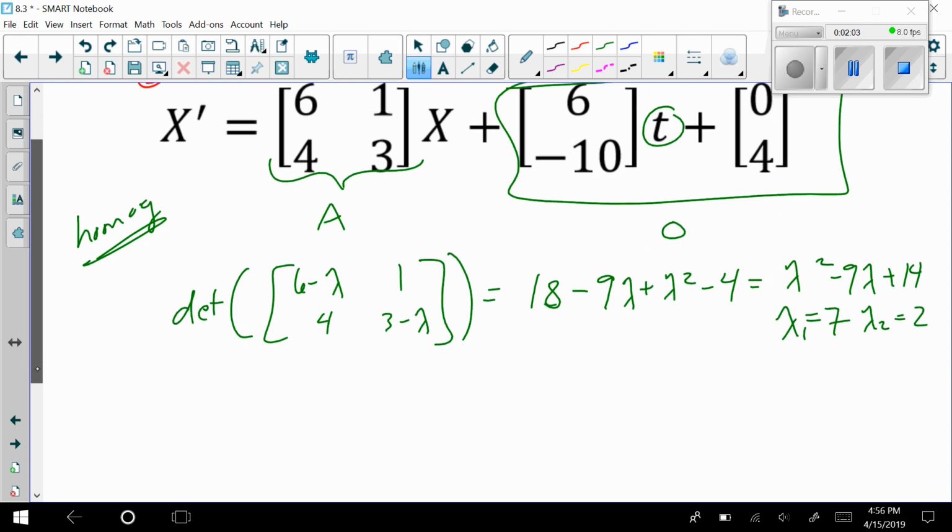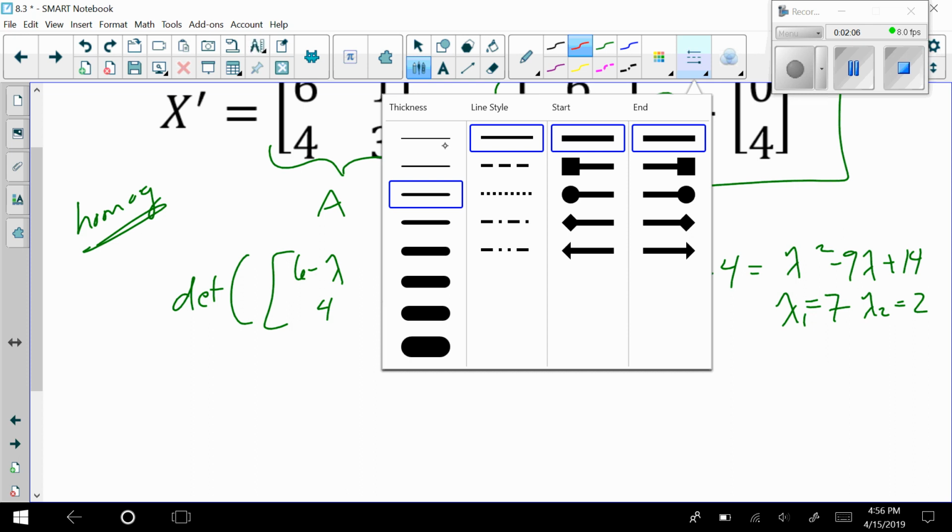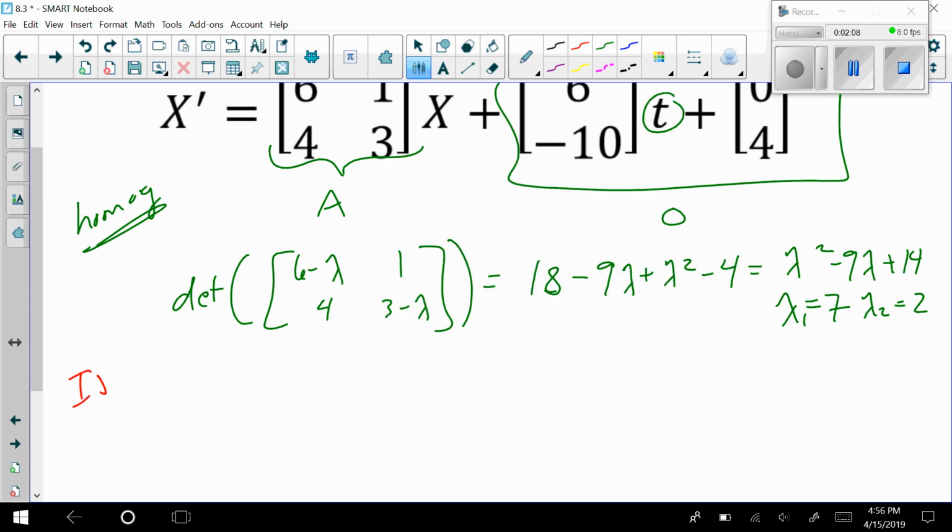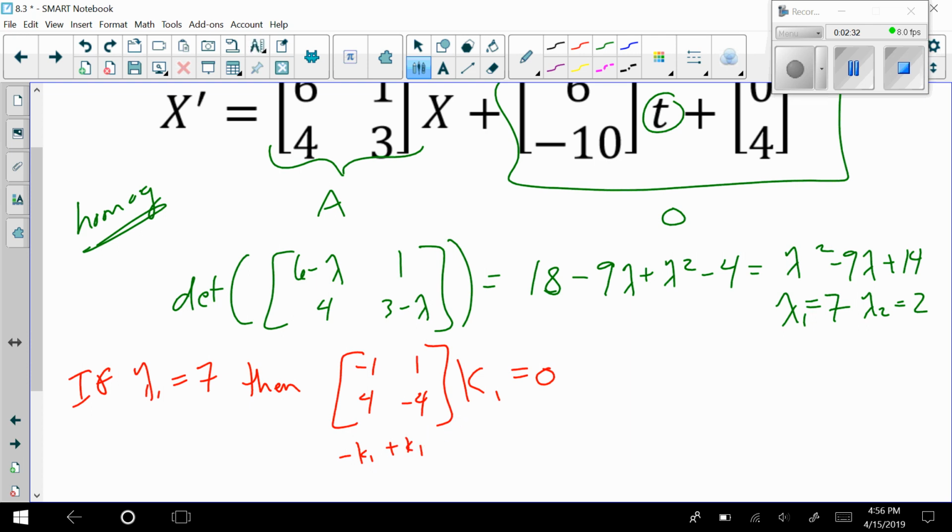And what we do after that, you should kind of have this rhythm down. If lambda 1 equals 7, then I put the 7 in here. That'd be a negative 1, 1, 4, and that'd be a negative 4, times big K sub 1 equals 0. Working this out, I would have negative k sub 1 plus k sub 2 equals 0, or I'm sorry, this is a 2. So k sub 1 equals k sub 2.